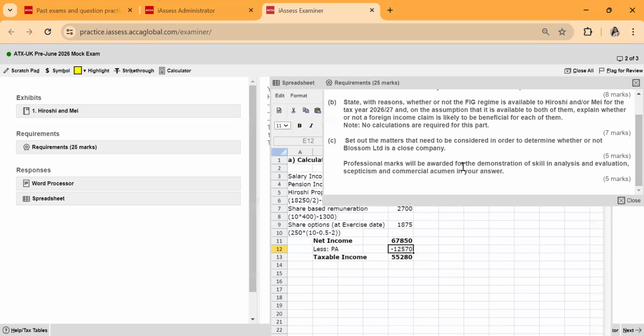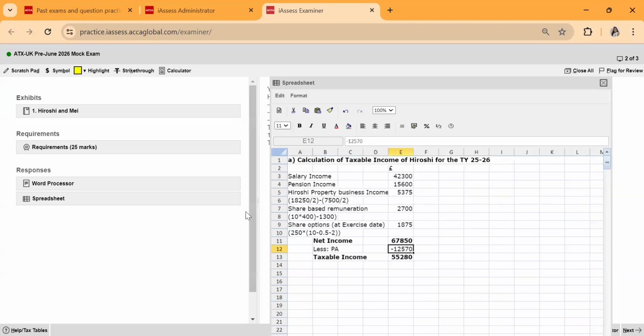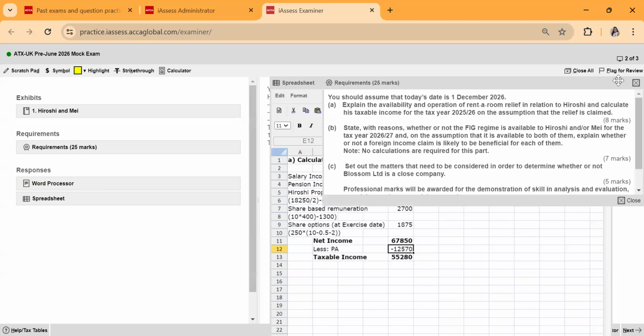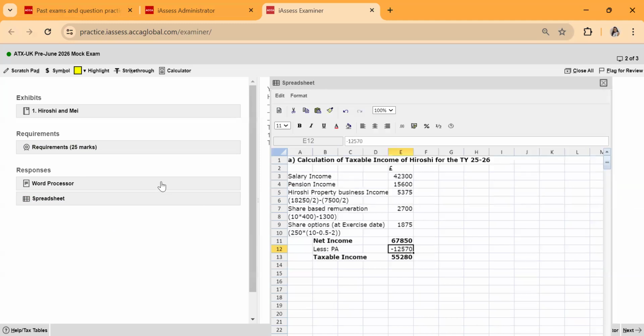Set out the matters that need to be considered in order to determine whether or not Blossom Company is a closed company. So we just have to remember the closed company criteria for a corporation, and then accordingly we'll do commenting. So we have a last paragraph of it. Let's discuss.